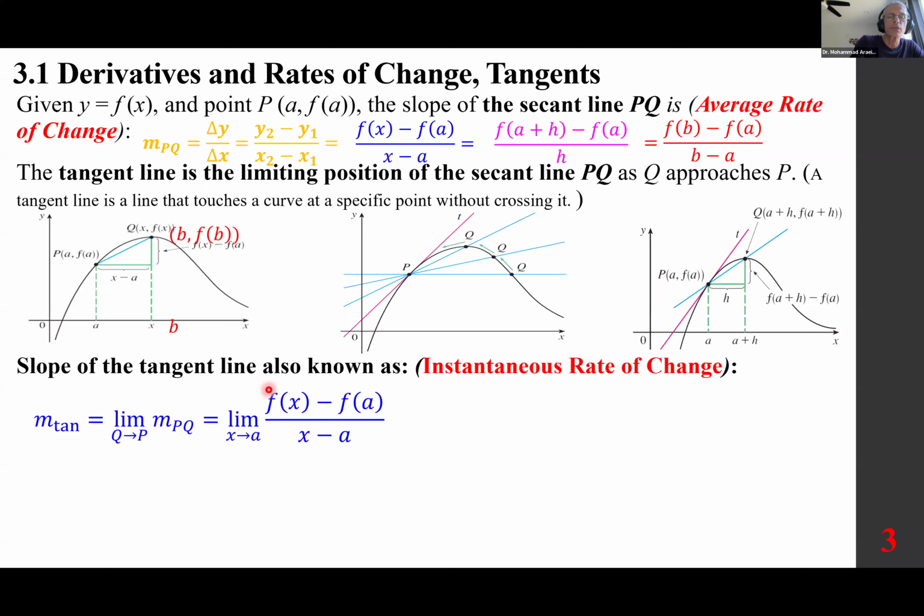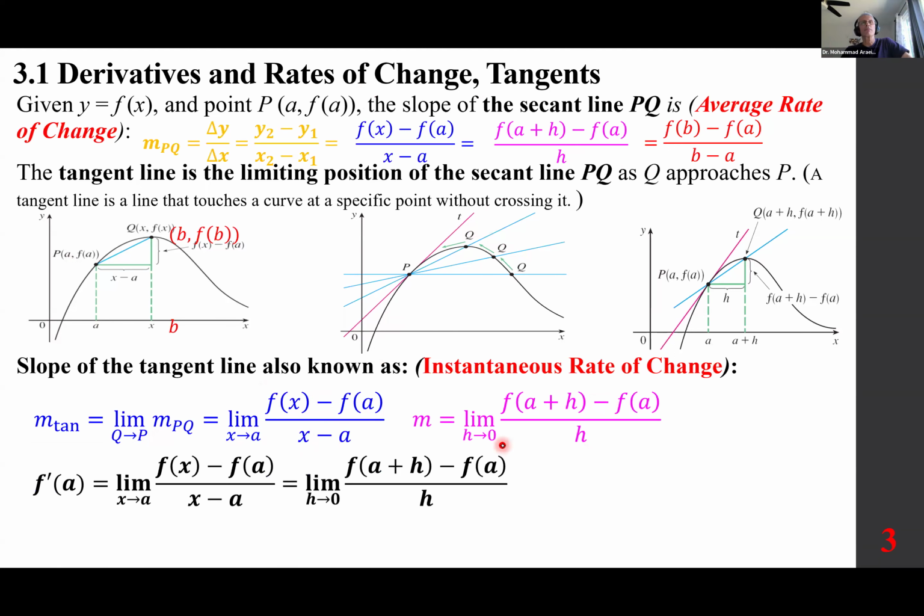If we look at this graph, it is the limit of the slope m of PQ as Q approaches P. And in this expression, the limit of f of x minus f of a over x minus a as x approaches a. In this one, the limit of f of a plus h minus f of a over h as h approaches 0. They mean the same thing, so we call them m or f prime of a.